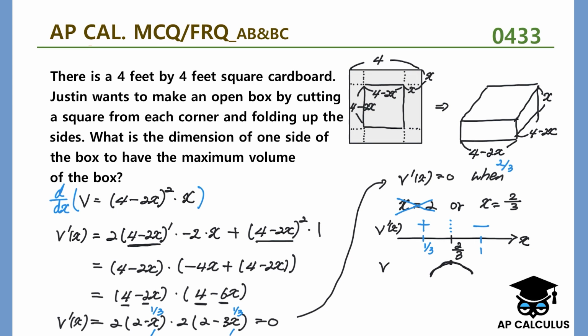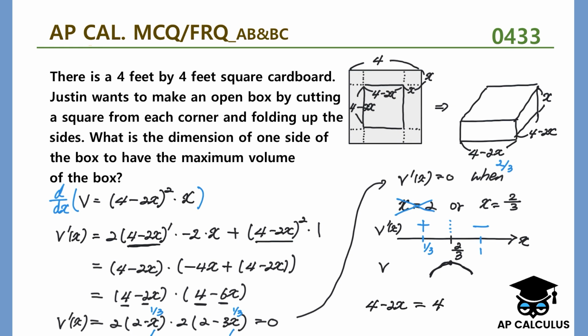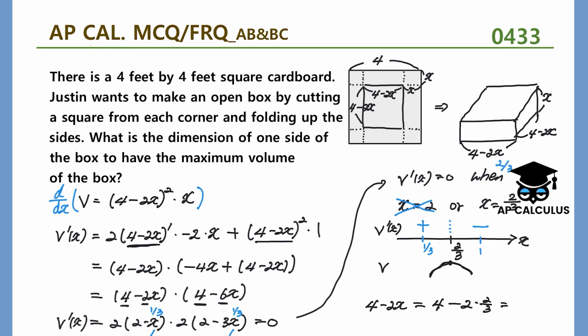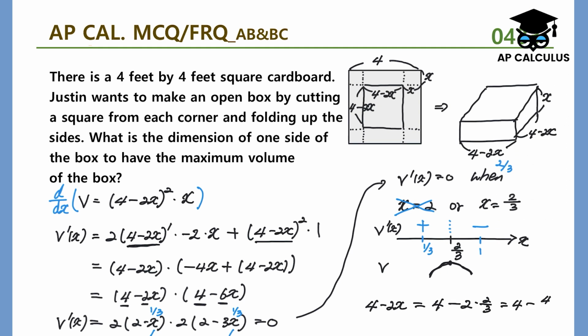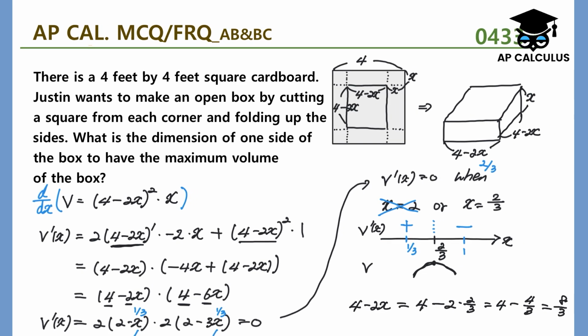And the question was to find the dimension of one side of the box, right? So one side of the box, which is 4 minus 2x, is equal to 4 minus 2 times, x is 2 over 3, right? 2 times 2 over 3 is 4 over 3, so 4 minus 4 over 3. So that's going to be 12 over 3 minus 4 over 3, 8 over 3. So our answer must be 8 over 3. Okay?